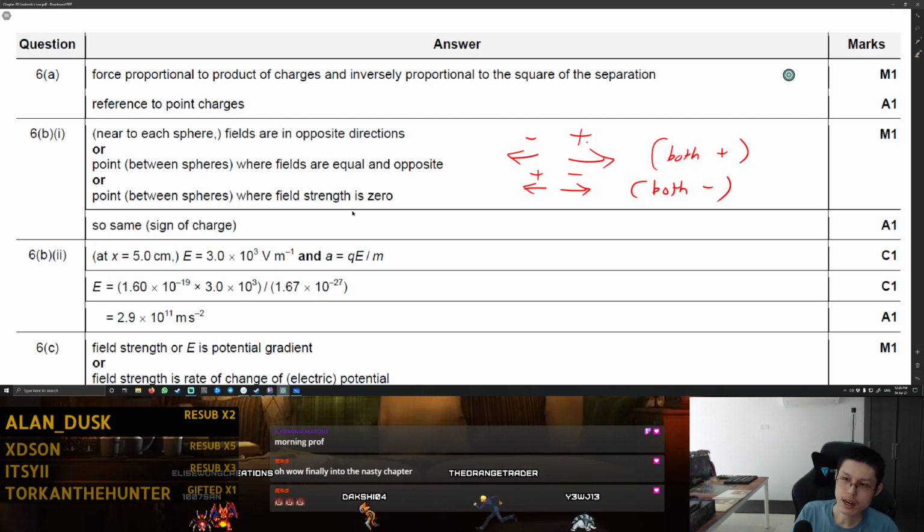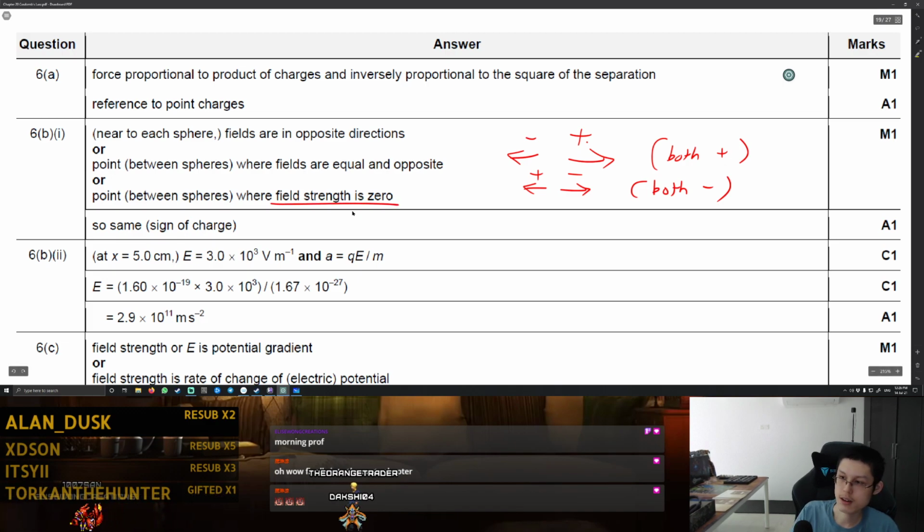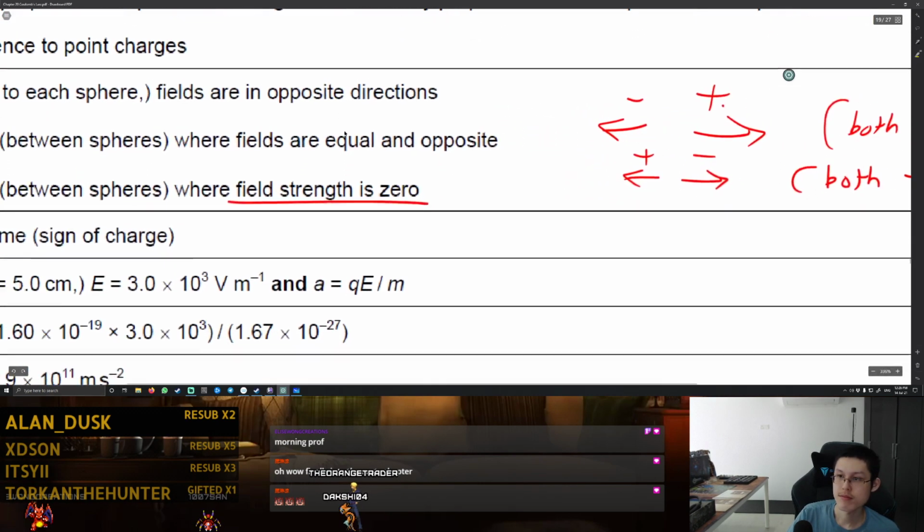But they're not asking you that. They're asking you whether they are the same or not. And they are the same because there's a point where the field strength is 0. Okay, so that's what you want to say. Yep, all good?